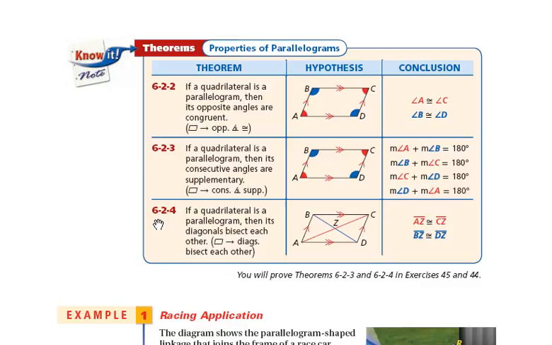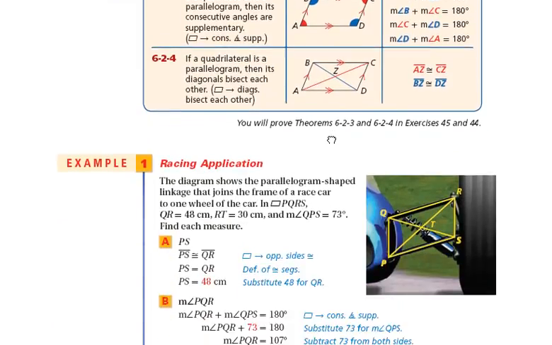And then the last theorem here, 6.2.4: if we have a parallelogram, then the diagonals bisect each other. In other words, they cut each other in half. We have the diagonals BD and AC. Where they meet is point Z, and so BZ is going to equal ZD, and AZ will equal ZC as well. Those are a few theorems and properties of parallelograms that we want to be able to use.